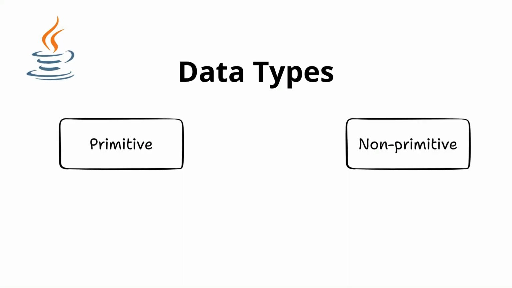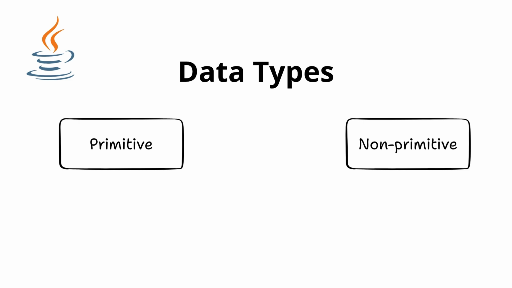In Java, every piece of data we use, whether it's a number, a letter, or even a true-false value, needs a type. That's how the computer knows how to store and work with it. Now, Java gives us two main categories, the primitive data types and the non-primitive data types. So what's the difference? Primitive types are the basic building blocks. They are simple, efficient, and store actual values in them, like numbers or characters.